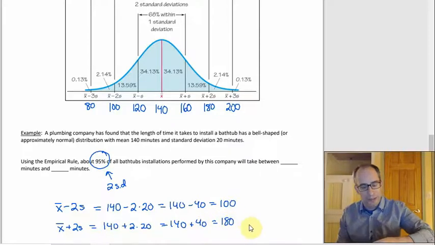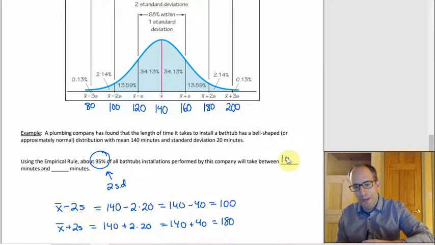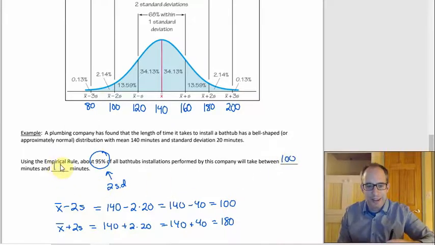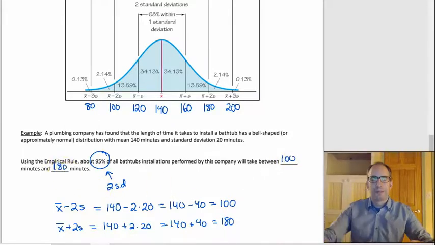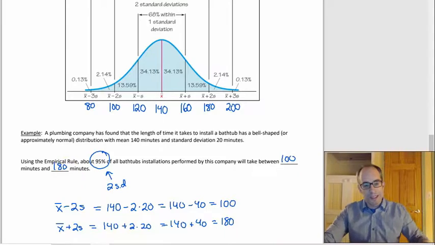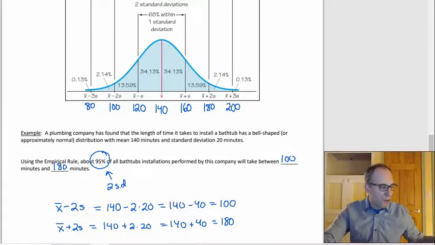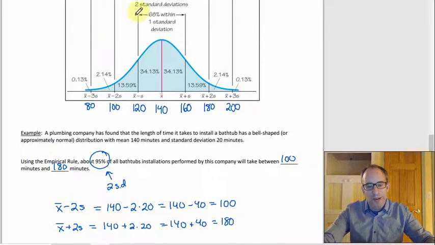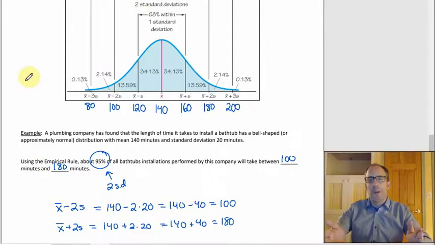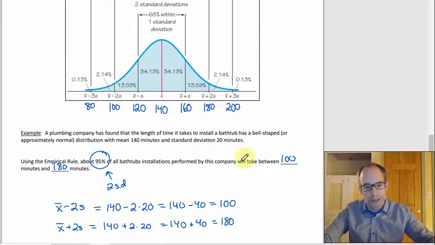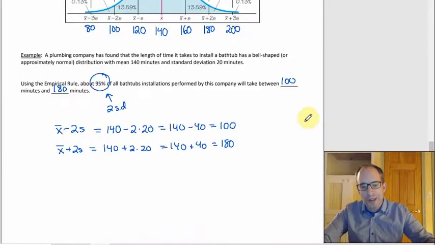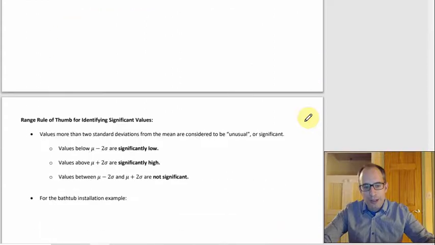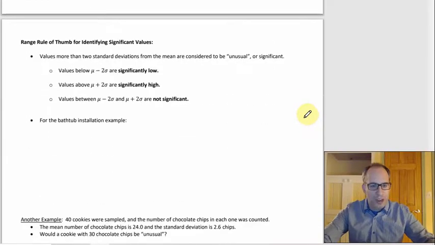And then I guess I could fill in the blanks, right? I have the numbers between 100 minutes and 180 minutes. And that's basically the idea with the empirical rule. And I mean, I guess you could do it with the 68, you could do it with the 99.7, right? And then you're just going 1 standard deviation for the 68, you're going 3 for the 99.7, that sort of thing.